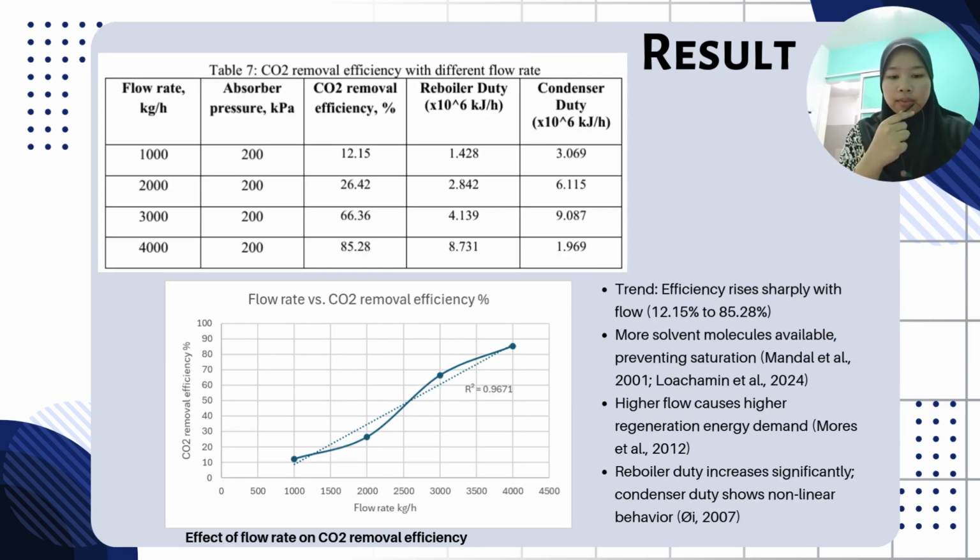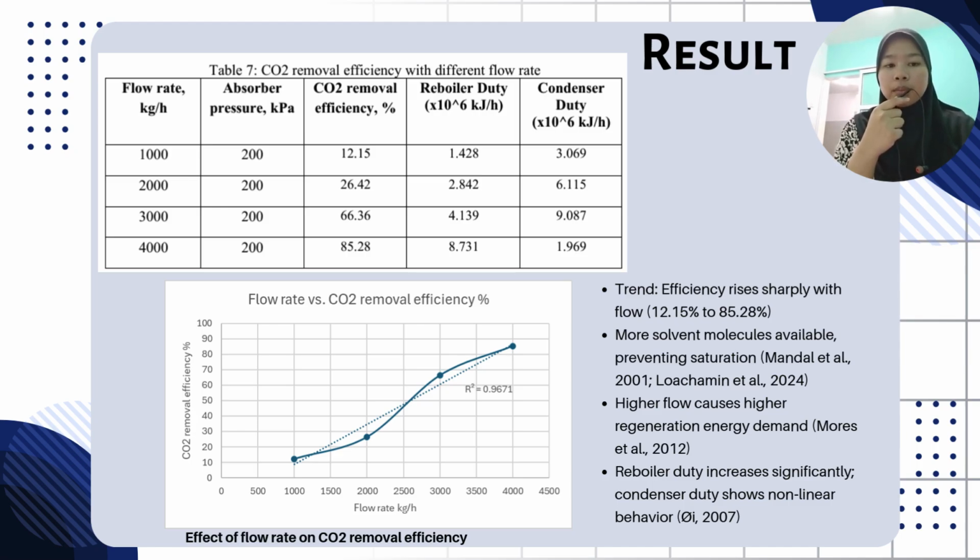We then studied the effect of lean amine flow rate as shown in Table 7 and Figure 5. Increasing flow from 1,000 to 4,000 kg per hour dramatically raised carbon dioxide removal efficiency from 12% to 85%. This occurs because more solvent molecules are available to react with carbon dioxide, preventing early saturation. However, this improvement comes at a cost, where reboiler duty increased from 1.4 to 8.7 million kilojoule per hour, and condenser duty also rose. This trade-off is consistent with Morse et al. 2012 and Chi 2007, who highlighted the energy penalty of higher circulation rates.